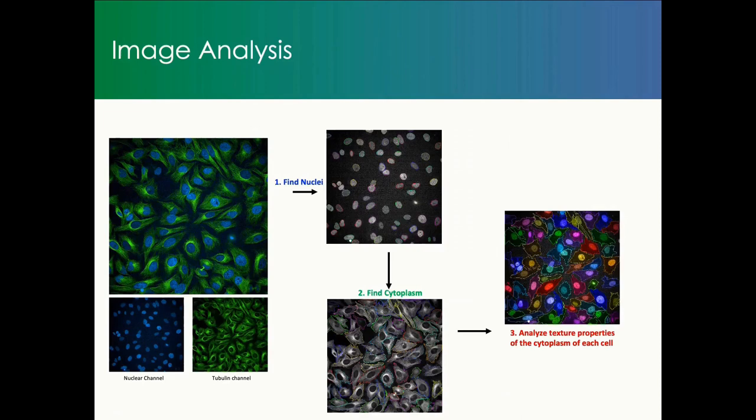In this image analysis, we initially identify the nuclei to identify every cell, and then we identify the cytoplasm of every cell by using the tubulin labeling. Then we analyze the texture properties of the cytoplasm of every cell in the image by using different algorithms that were included in the software that came with the microscope. This microscope is a Perkin-Elmer Operetta CLS, and it comes with Harmony software.